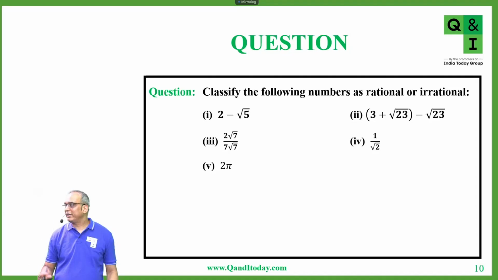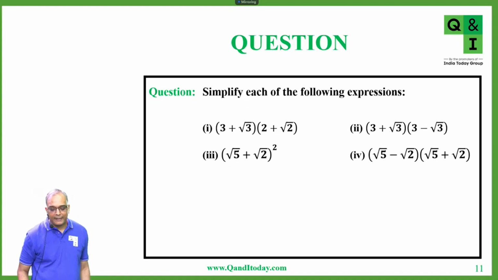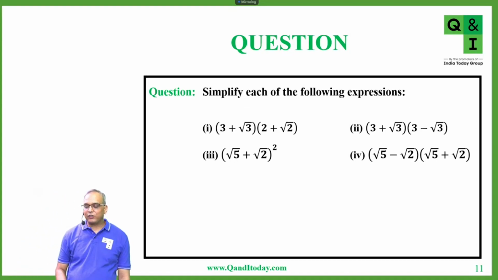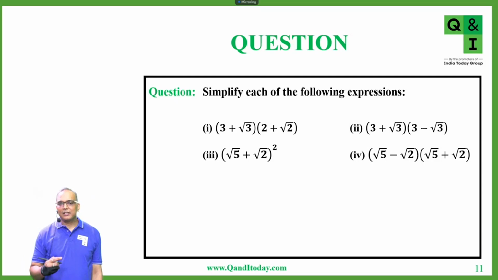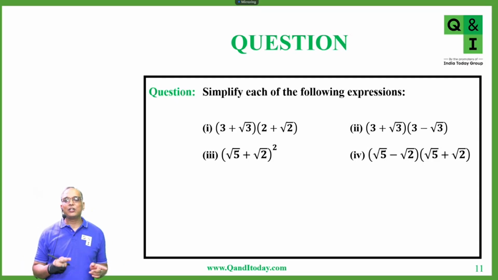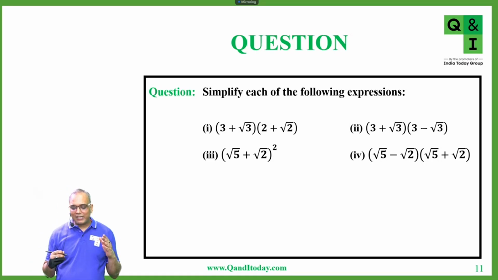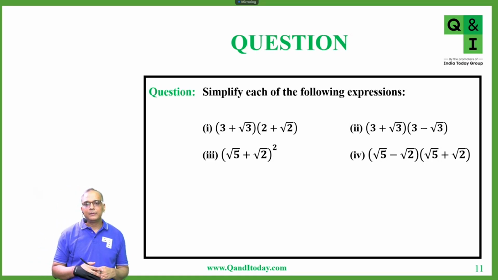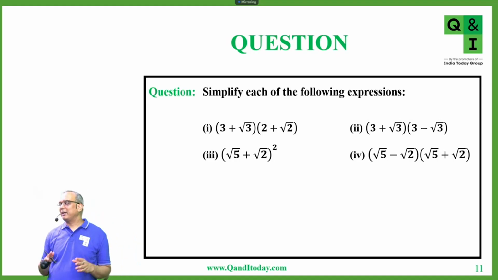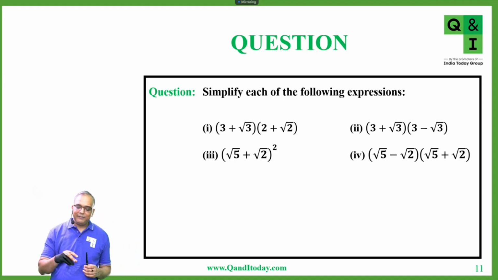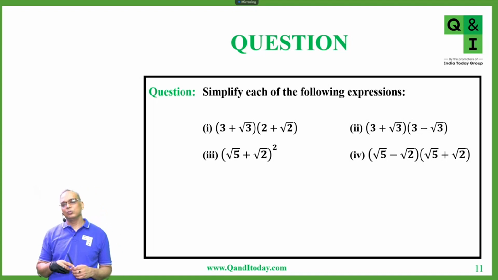So let's go to the next question now. Now we have to simplify each of the following expressions. This is the same concept, operations on real numbers, which we did in the previous class. So you have to multiply 3 plus root 3 into 2 plus root 2. This is normal multiplication. You will multiply 3 with 2 and root 2 first, and then root 3 with 2 and root 2 after that.